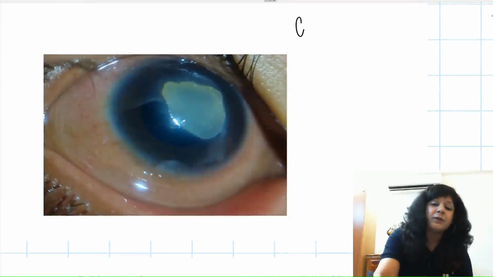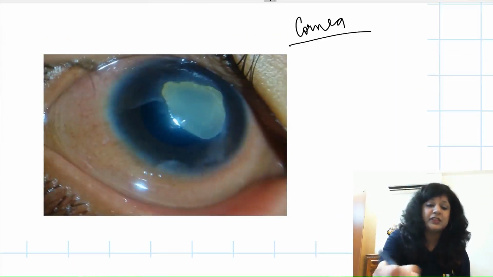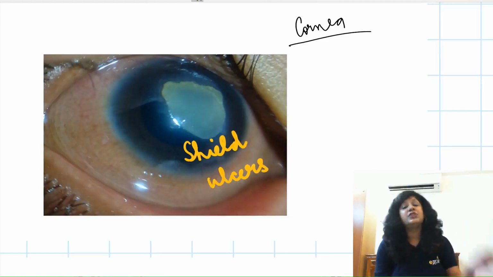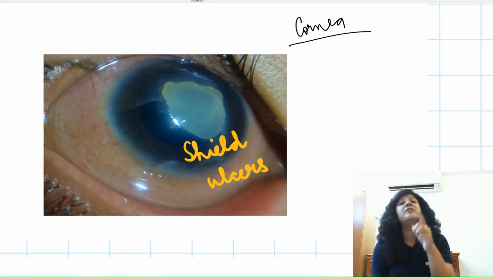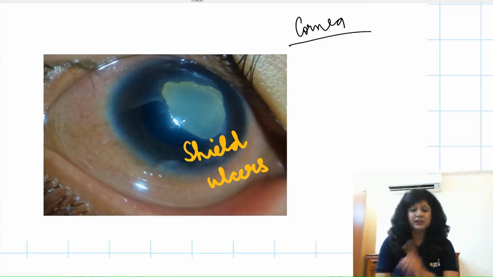Then talking about the cornea. Now in the cornea also we have involvement in cases of VKC, and this kind of a picture that you get is the typical shield ulcers. These are called shield ulcers. So again, remember, shield ulcers are found in VKC, while the shield cataract is found in atopic dermatitis.